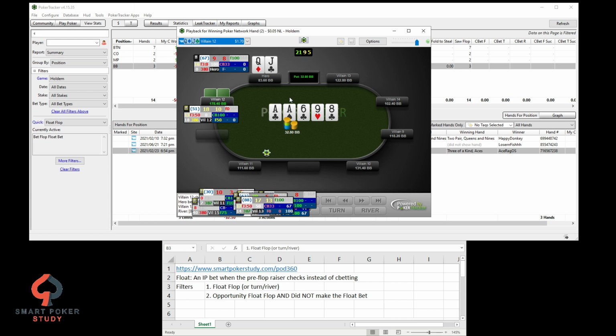Now that river comes in 8, oh crap. If he had a flush draw, well, he just hit it.